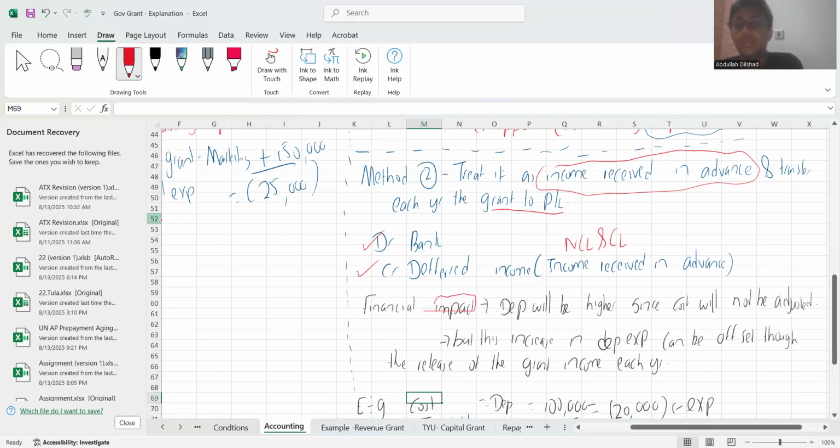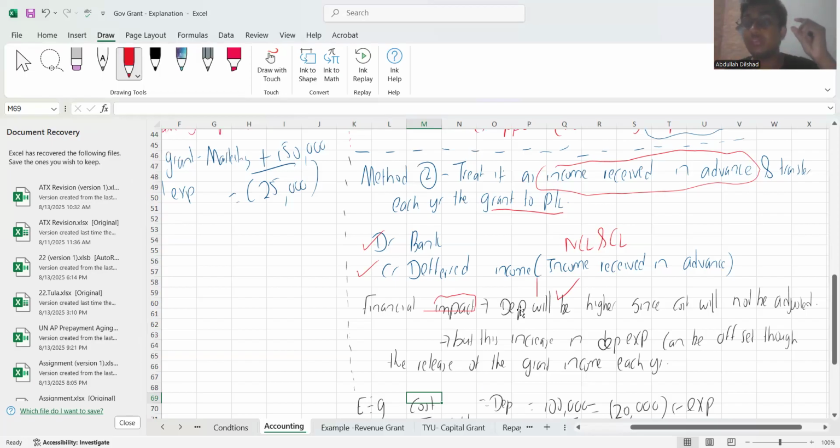The financial impact would be, see, in this particular part, you're not going to reduce the cost, right? So your depreciation will be higher. The normal way of depreciation, your depreciation will be high. Your depreciation will be higher. Why? Because you're not going to reduce like the previous method that you all did.